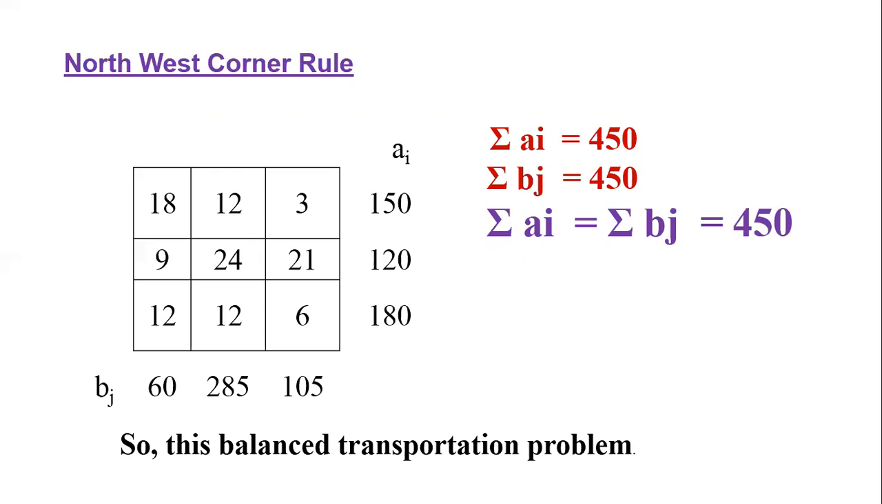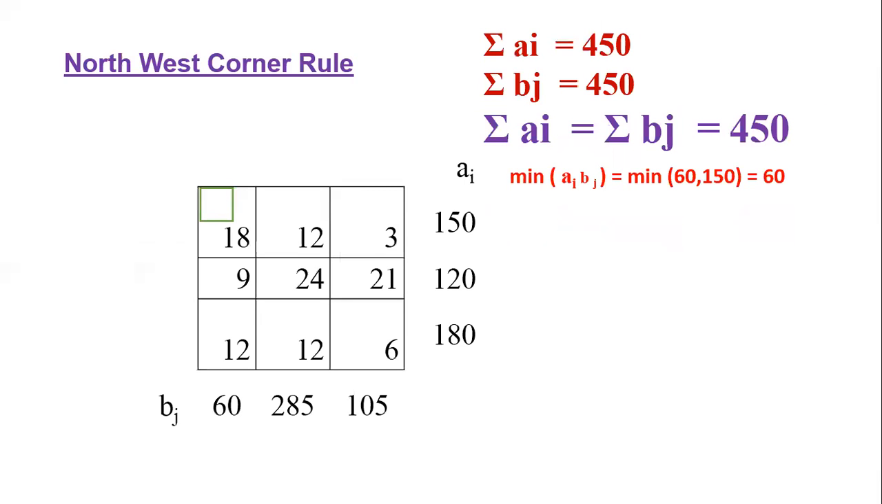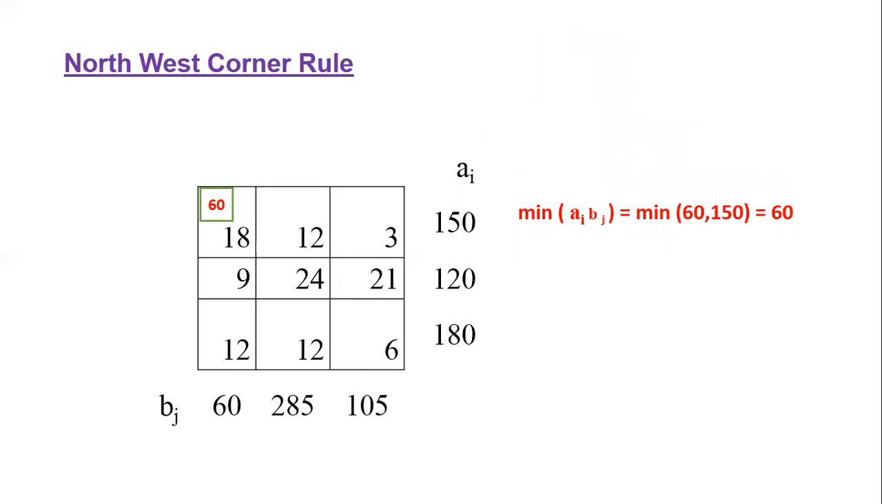Northwest corner rule means we have to allocate the supply and demand in the cost elements. You have to allocate in every northwest corner only. First northwest corner is 18. Then choose the corresponding supply and demand, and take the minimum of Ai, Bj. That's most important. The corresponding Ai, Bj for 18 is 60, comma 150. The minimum is 60. So you allocate 60 on that place.